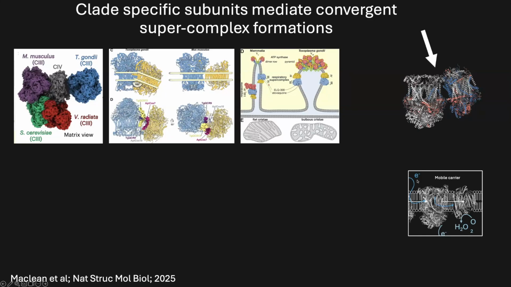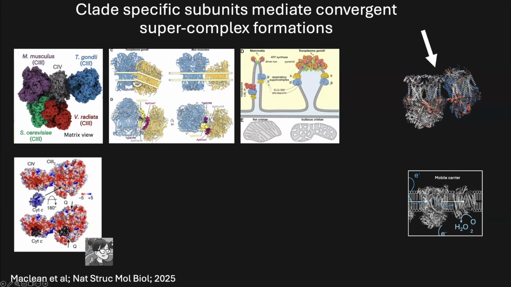So what's been suggested in mammalian is that this supercomplexation of 3 and 4 enhances the movement of electrons between the two complexes, which needs to happen through a mobile carrier. And it's been suggested that a charged patch of amino acids makes the sort of rolling of the mobile carrier across the two complexes more preferable by keeping it in 2 dimensions, rather than the mobile carrier having to leave one complex and find the other complex.